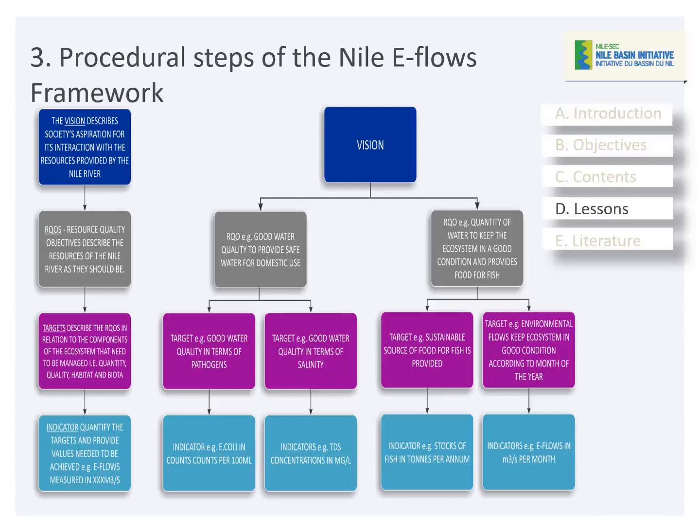And in the context of maintaining an ecosystem in good quality to provide food for fish, you'd be interested in ensuring a sustainable source of food for fish is provided, for example, and environmental flows are established to keep the ecosystem in a good condition according to the different months of the year. If that information is available, then you would be able to achieve your RQOs that would then all feed up into achieving the vision.